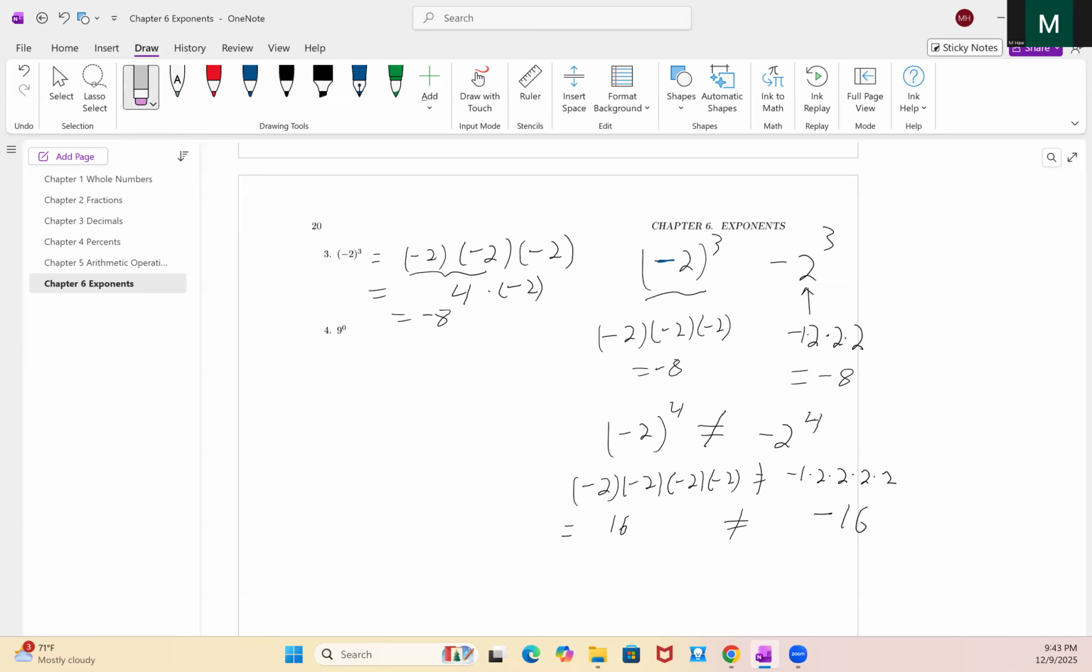Now let's look at 9 to the power of 0. This is equal to 1.